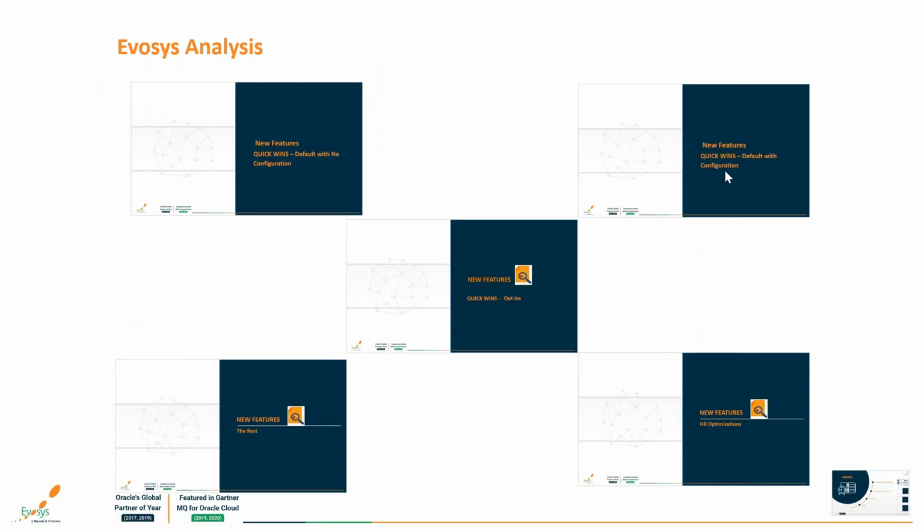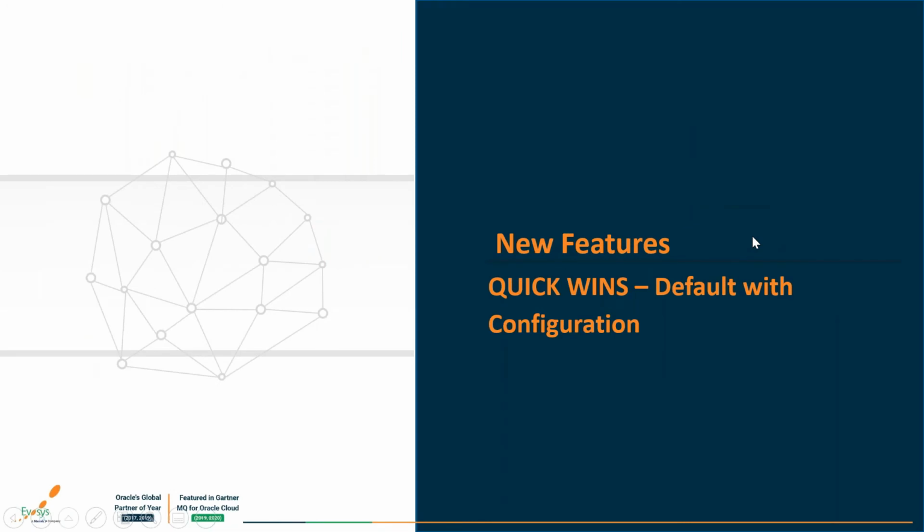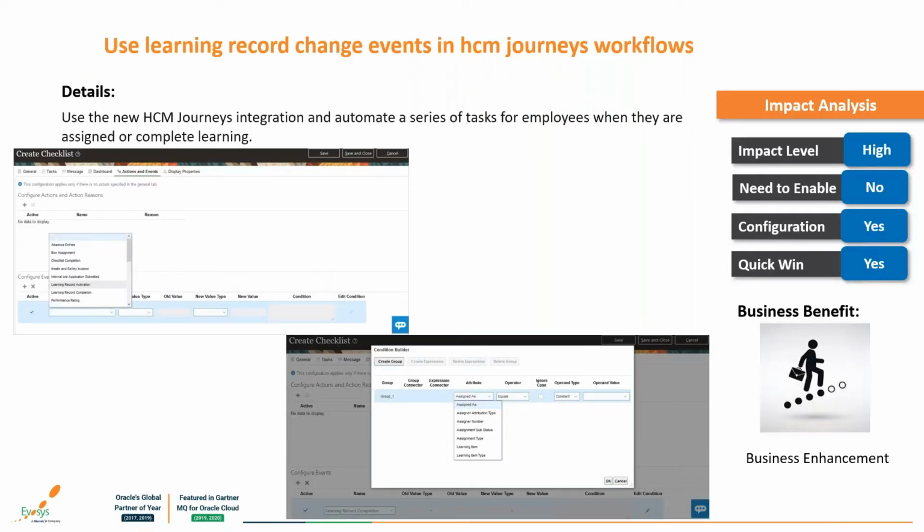Let's move to the quick wins, which require some configuration. Use learning record change events in HCM journey workflows. From this release, you can now use the new HCM journeys integration and automate the creation of tasks for employees when they are assigned or complete the learning. In this release, the learning record activation and the learning record completion events have been added to the HCM journeys event list. We can now define journey workflows that create tasks for the employees based on these events occurring in OLC.